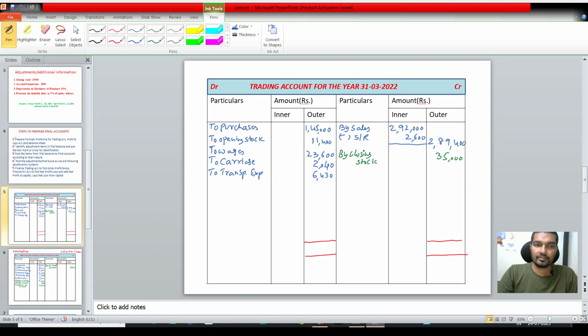Again using the calculator, 2,89,400 plus 35,000 is 3,24,400. So here in the trading account, the total credit side balance is more than the debit side balance. 3,24,400, and from this 3,24,400 we need to subtract all these 5 items.